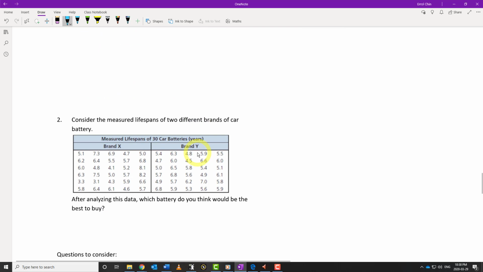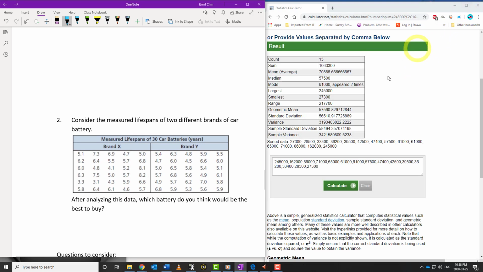All right, example number two says, consider the measured lifespan of two different brands of car battery. So you have brand X and then brand Y. You're going to use the website again. What I'll do is I'm going to clear the data. And before I actually start entering it in, I just want to double check: 1, 2, 3, 4, 5, 6, 1, 2, 3, 4, 5. There should be 30 data points. So I'm going to put the video on hold while I enter it so I don't waste your time.